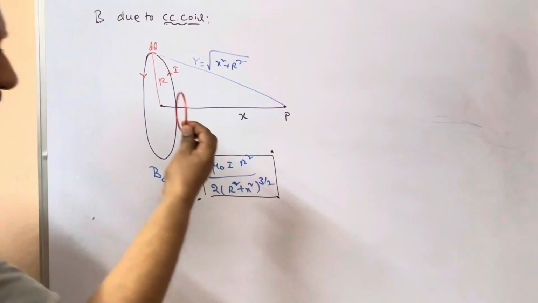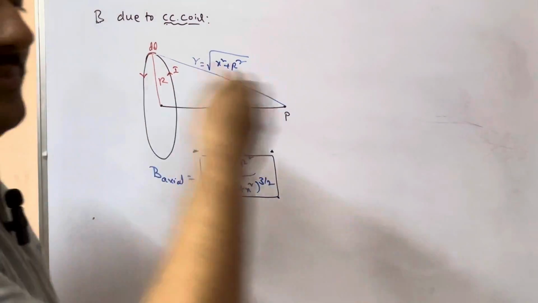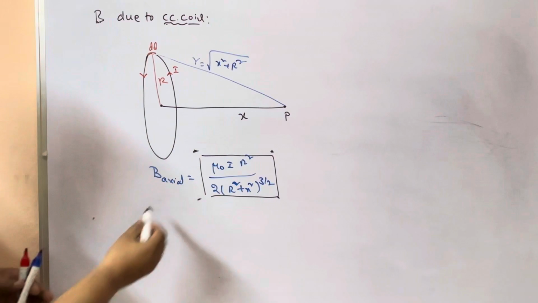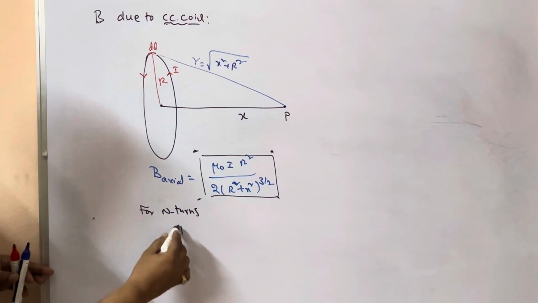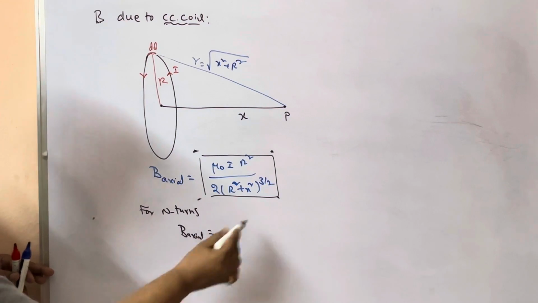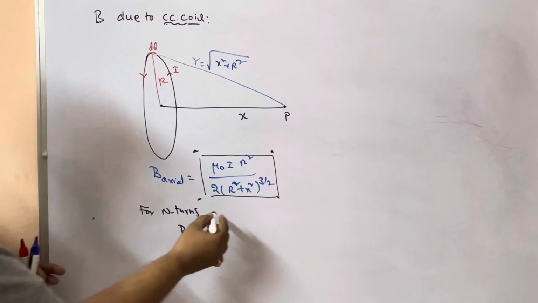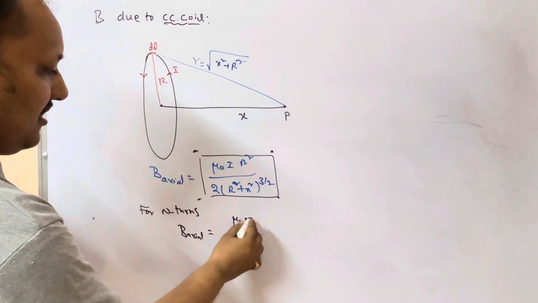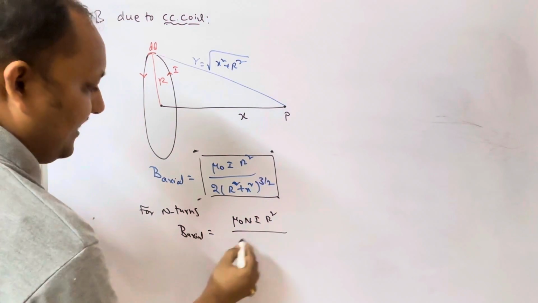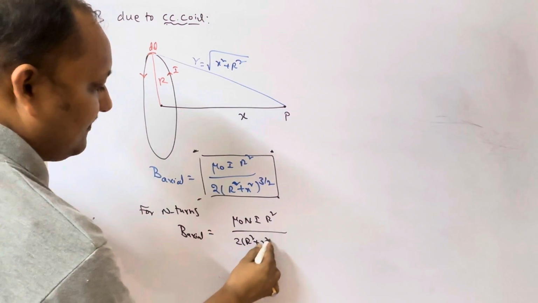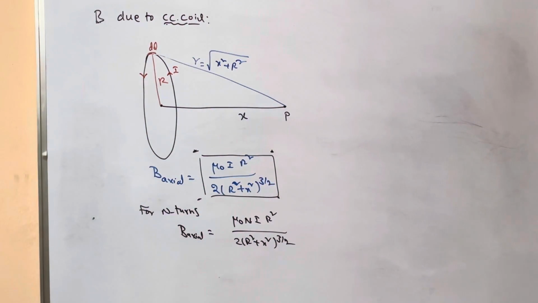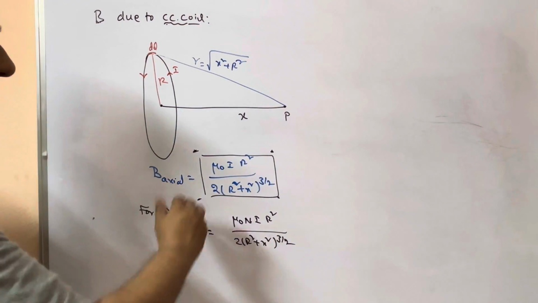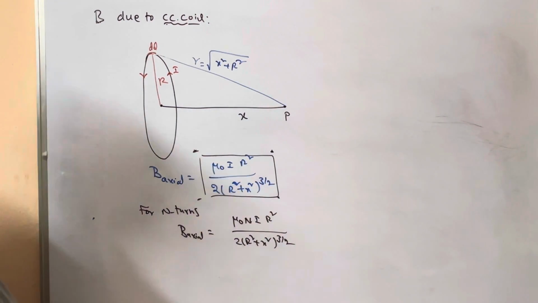In this coil only one turn is there. If you are taking n number of turns, then the formula for n turns is: B due to a current carrying circular coil equals mu naught n I r square by 2 into (r square plus x square) whole power 3 by 2. This is the formula for n number of turns. We are going to rearrange it according to our convenience.